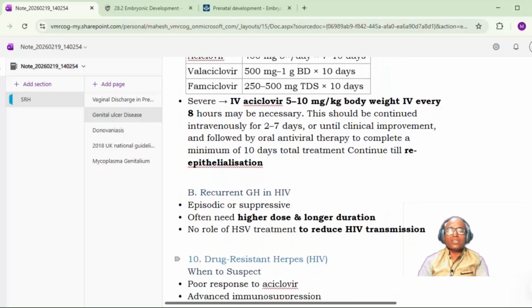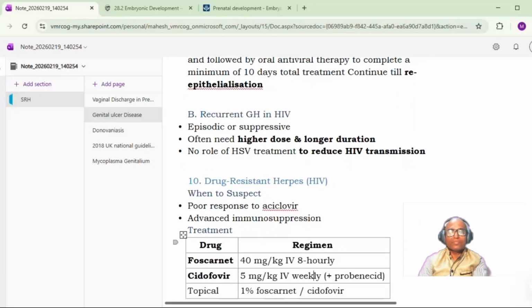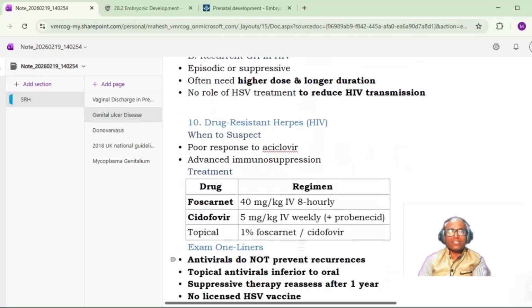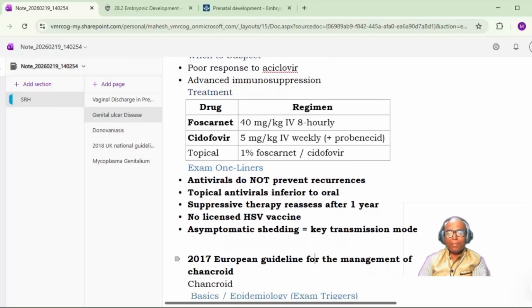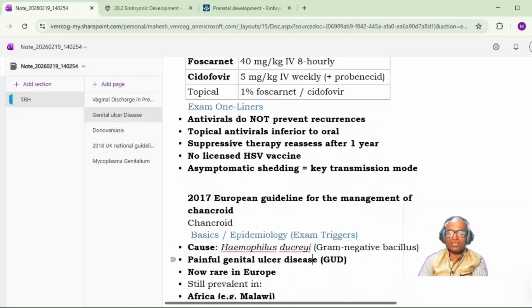Recurrence of genital herpes in HIV, the treatment will be episodic or suppressive. The higher dose and longer duration will be required. No role of HSV treatment to reduce the HIV transmission. Now, drug-resistant herpes. Here foscarnet, pseudophobia and topical. I don't think they will ask about this, but mainly what we have discussed, the primary treatment, episodic treatment, recurrence prevention, and HIV positive. These were the 4 important things here.